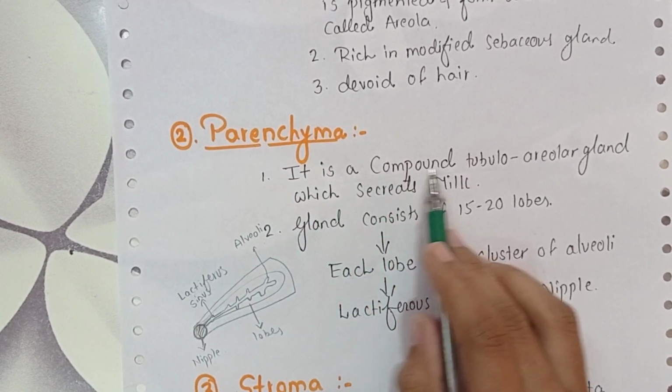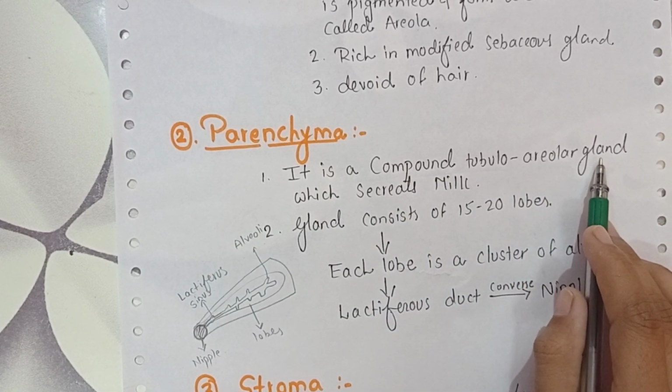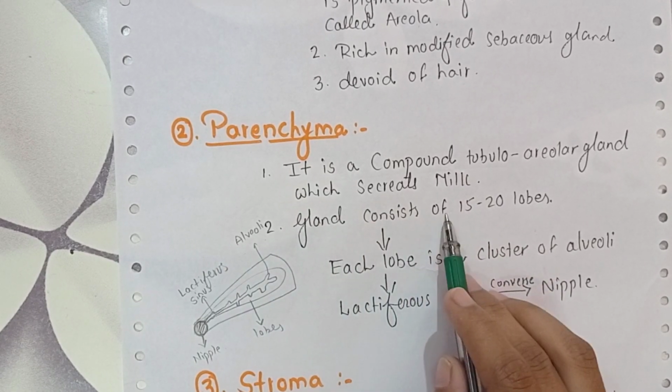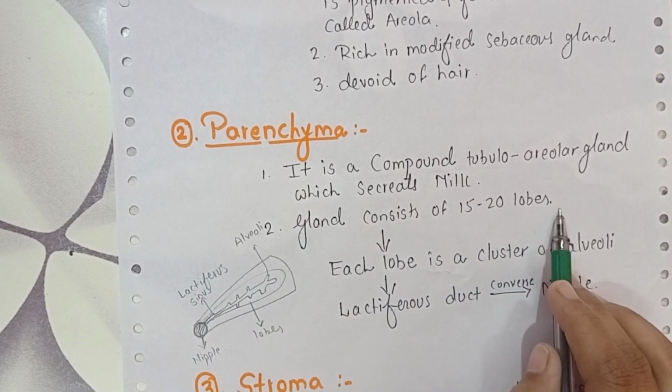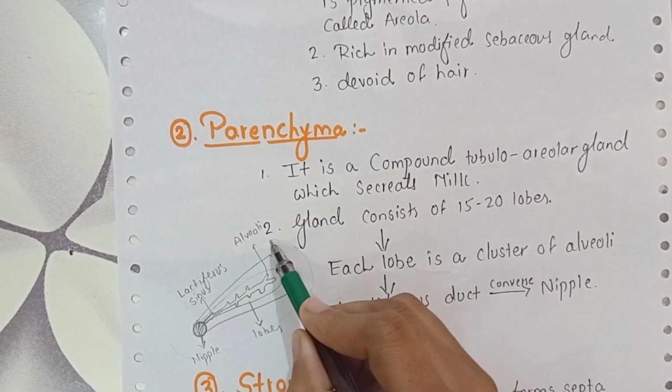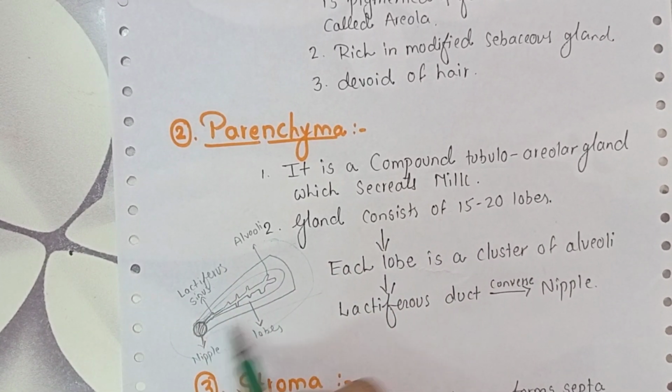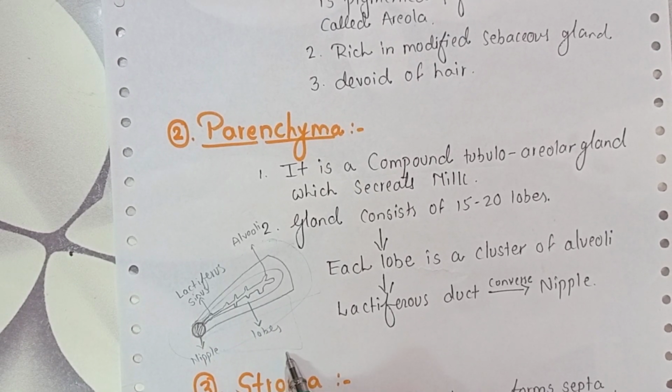Parenchyma is a compound tubuloalveolar gland which secretes milk. The gland consists of 15 to 20 lobes. How have these glands been formed? These are the major lobes, 15 to 20 in number.